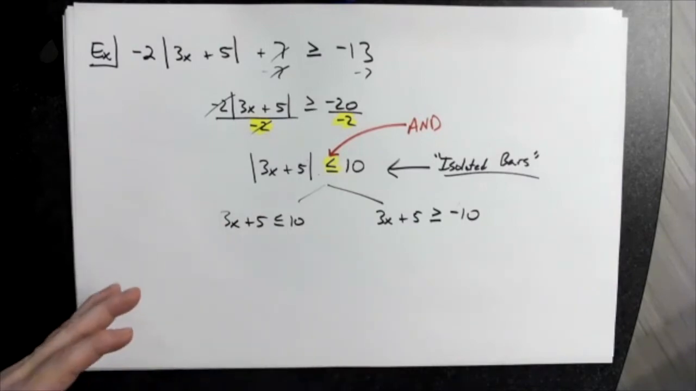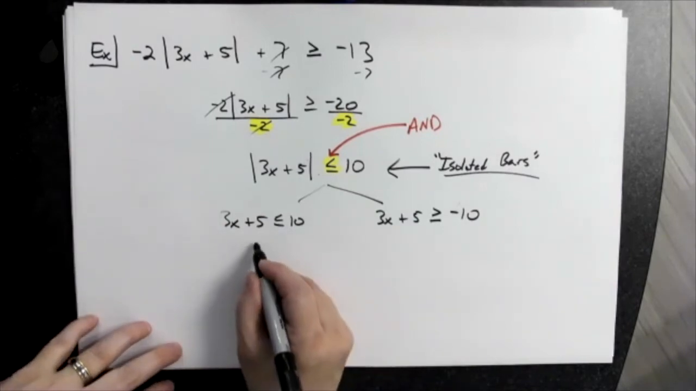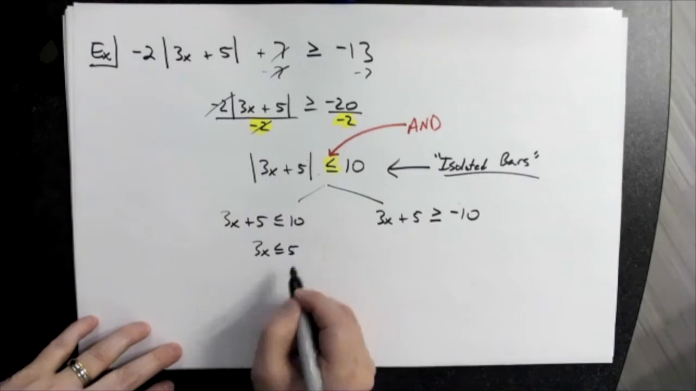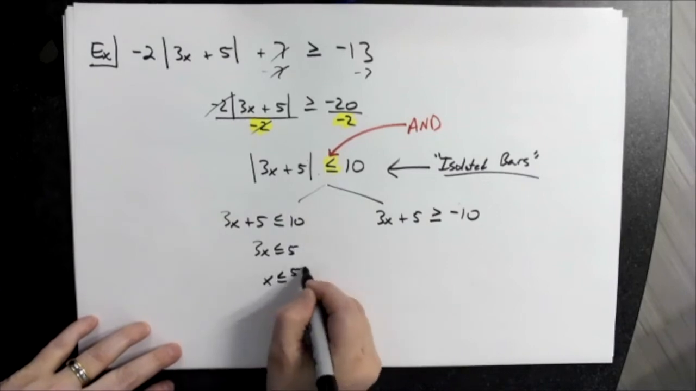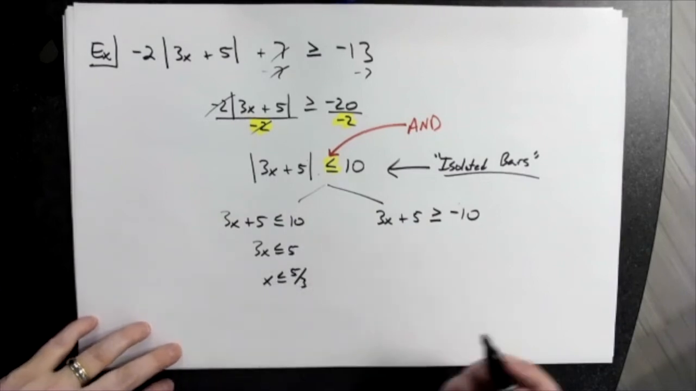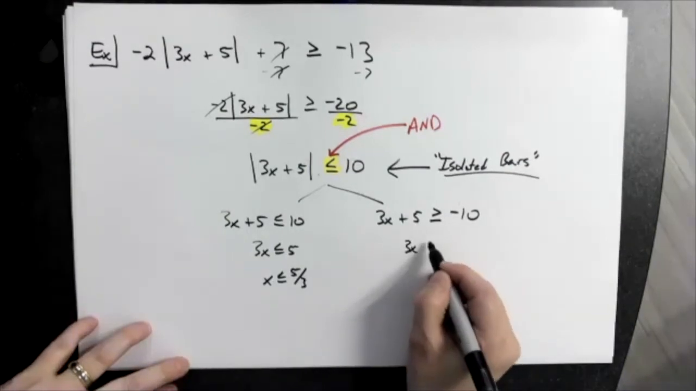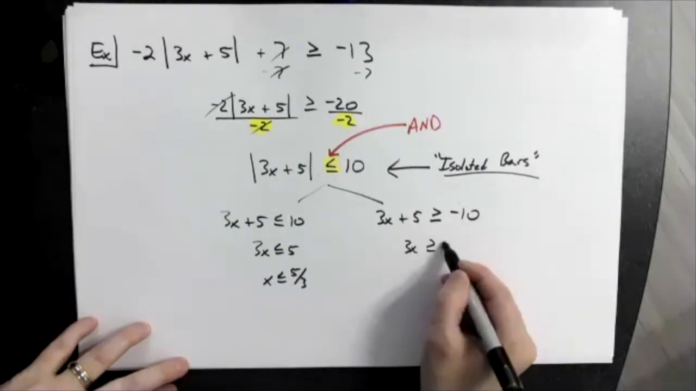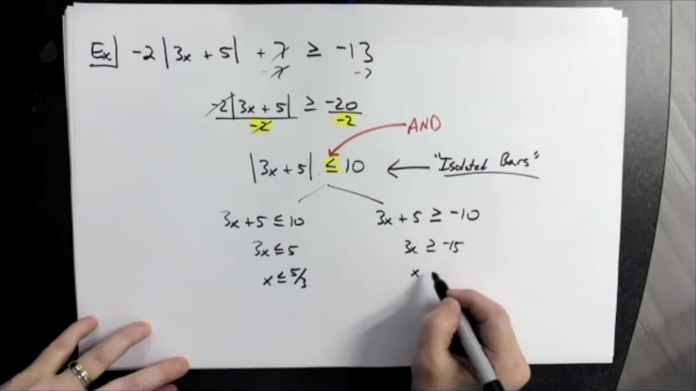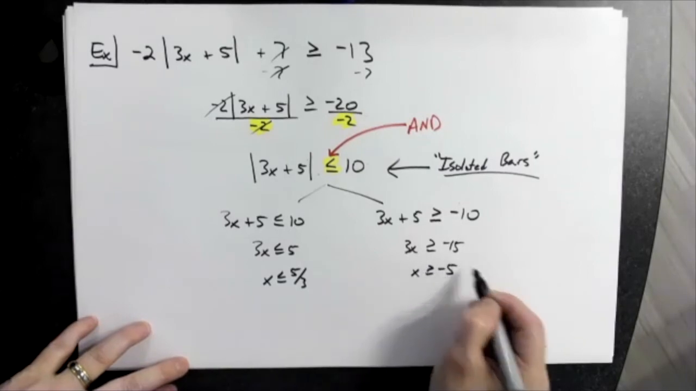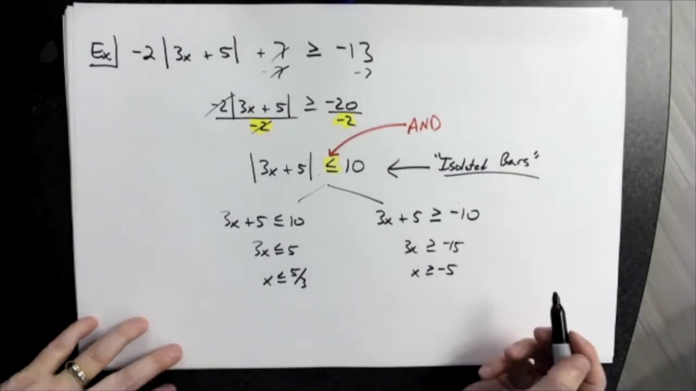So you have to have that step right to be able to get the right answer. Subtract 5 from both sides. So this will be x is less than or equal to 5/3. Okay. This one, 3x greater than or equal to -15. x is greater than or equal to -5. All right, I know it's an and.